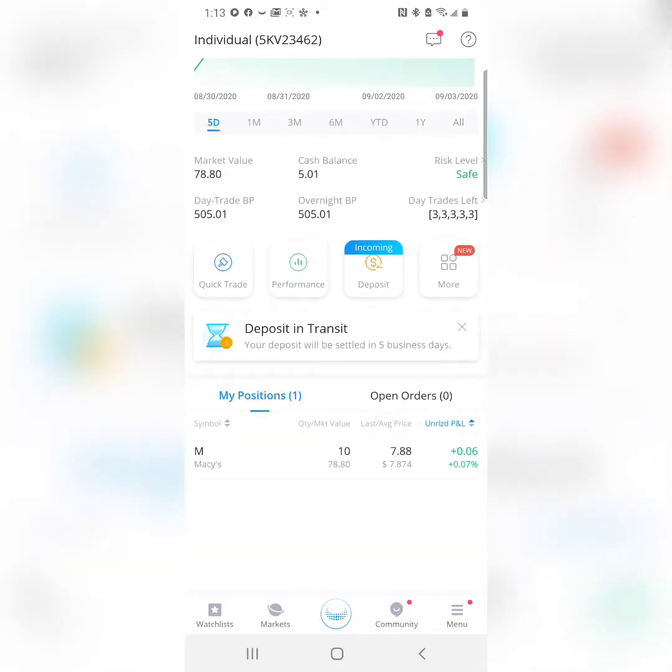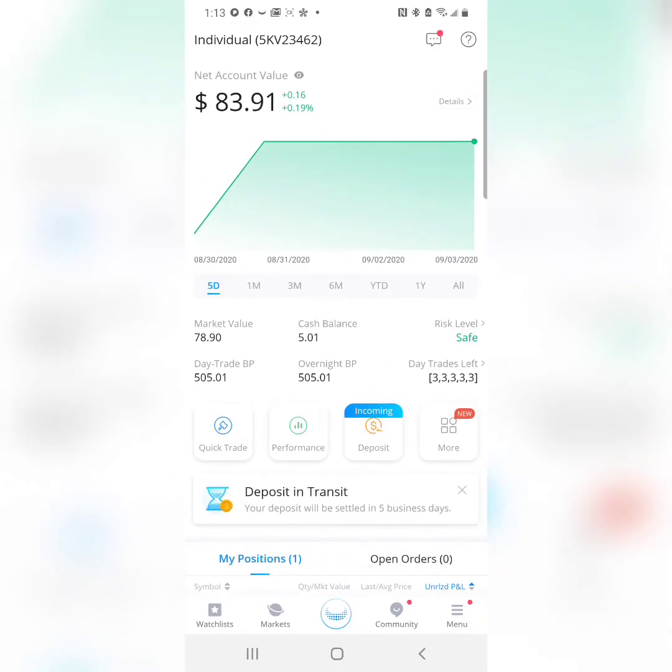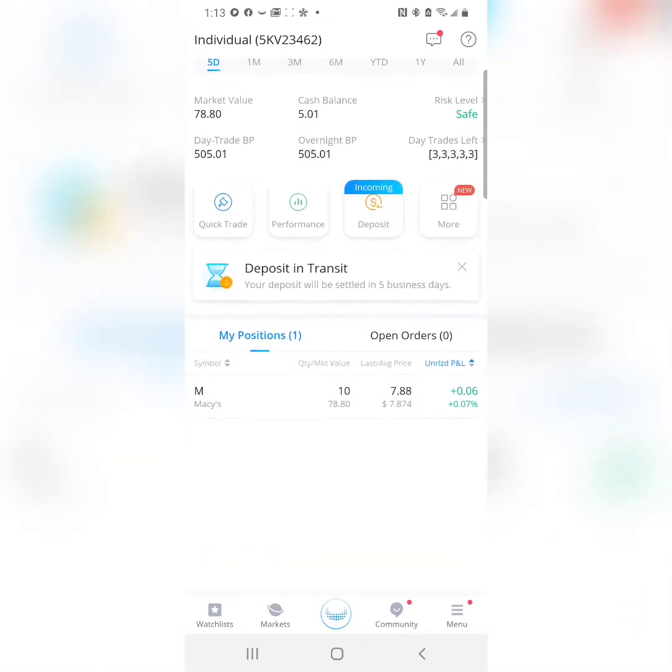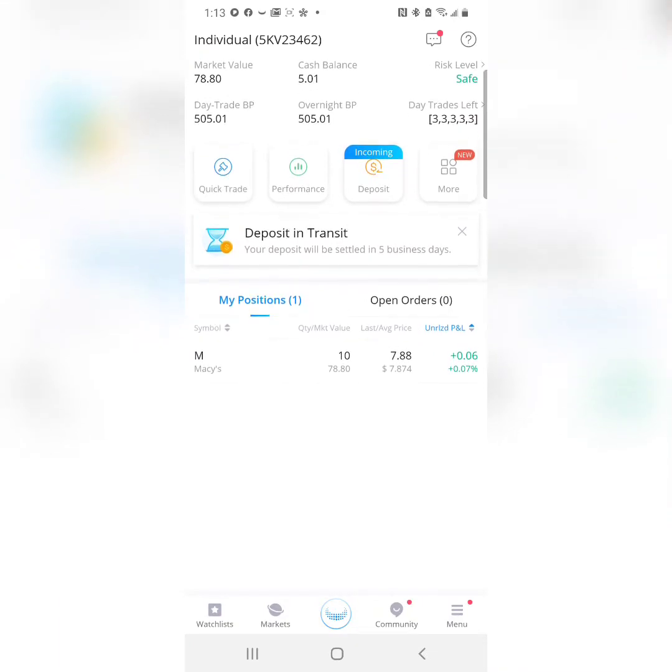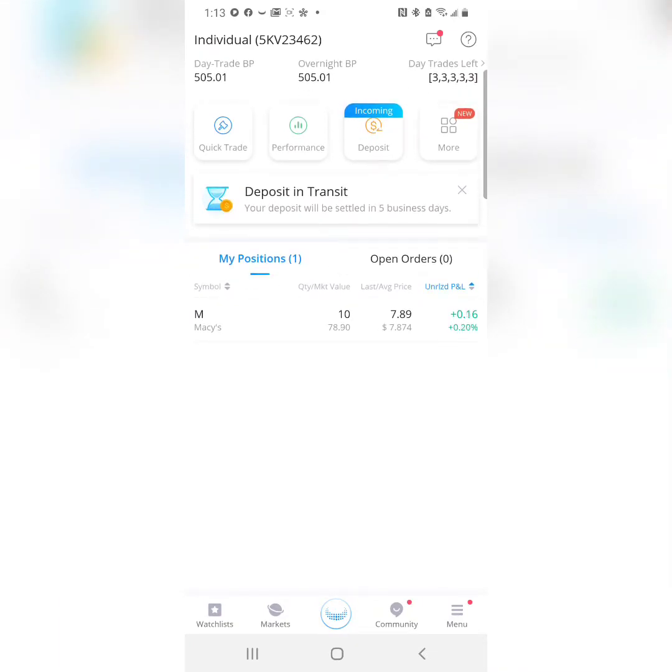So it's just kind of the total of all the positions that you're holding. If you go to details, you can see more information. We're not going to go there right now. What I really wanted to show you is how it looks once it's in your portfolio.